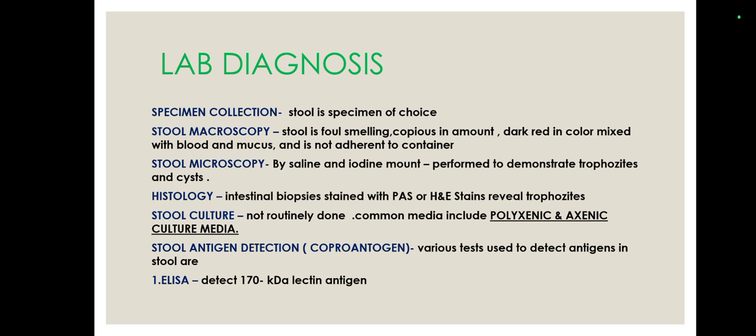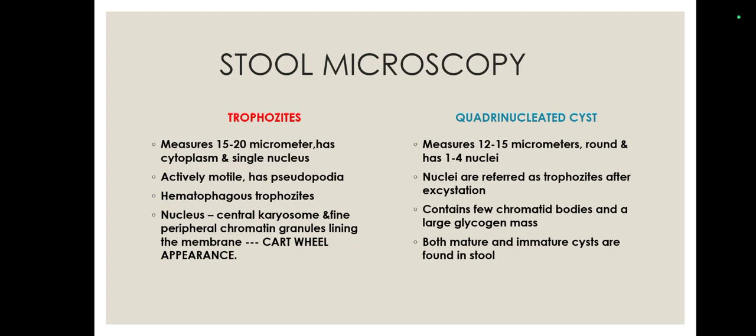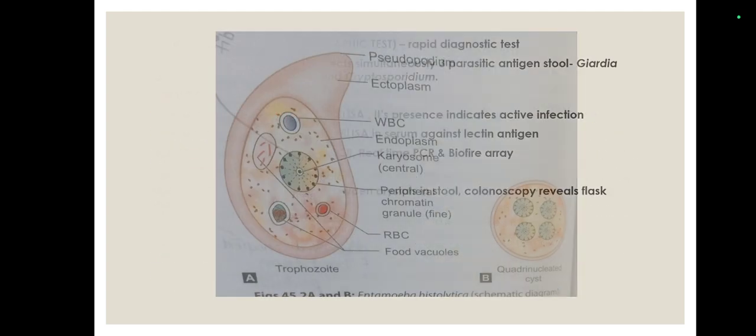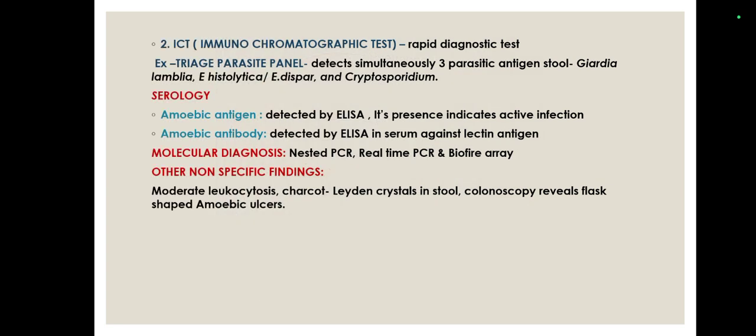Next, stool antigen detection, that is coproantigen. Various tests are present to detect the antigens. Among those, there are two main tests. That is ELISA, which detects the 170 kilodalton lectin antigen. And the second one is the immunochromatographic test. It is a rapid diagnostic test.